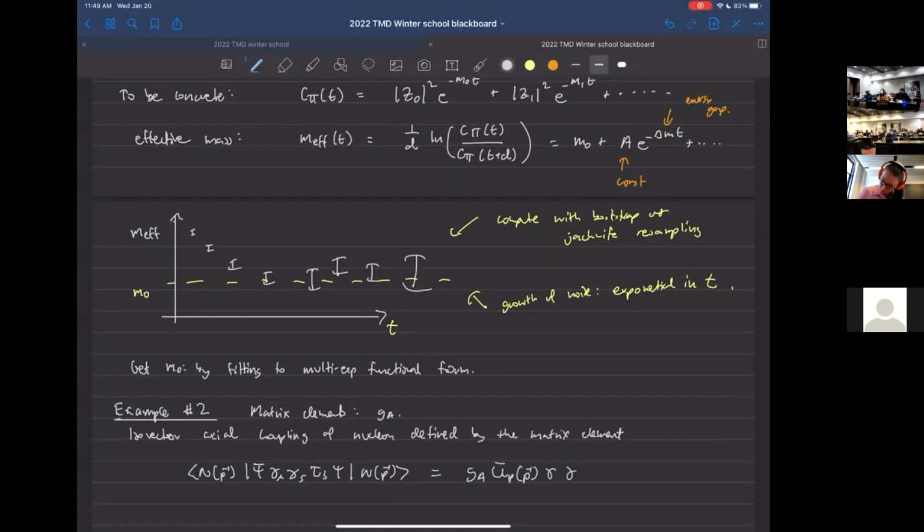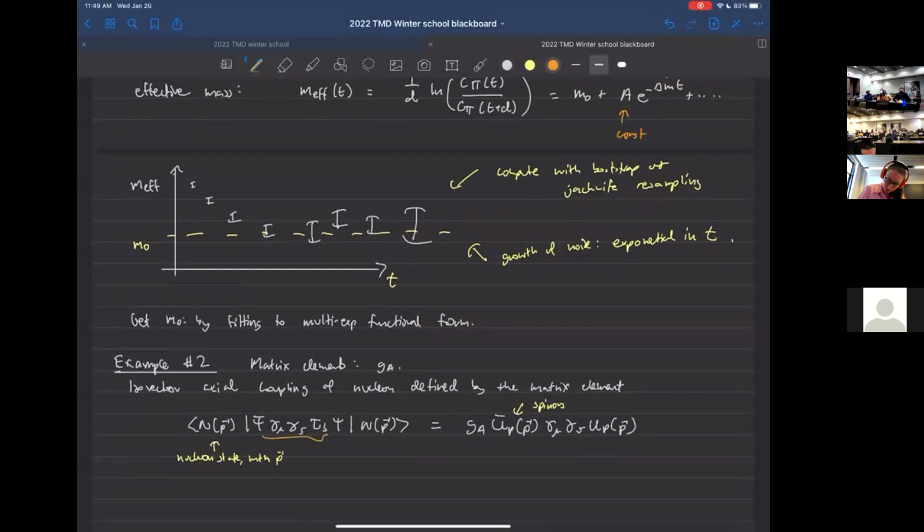Gamma mu. So spinors, these are nucleon states. This thing here, we can call just our axial current, J^3_{mu 5}, where the 3 is, of course, because of the tau^3.